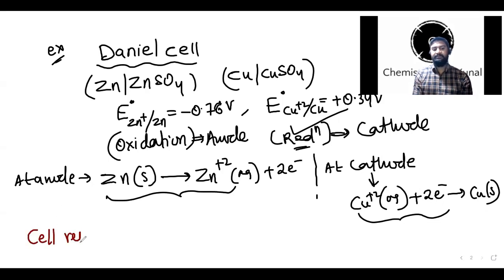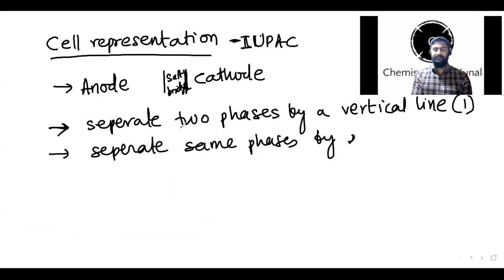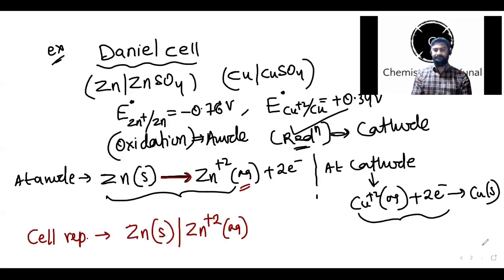Now I'll tell you the cell representation. At the anode, what do you see first? You see zinc first. So write Zn solid. Then what do you see right after that? You see zinc 2 plus, which is in the aqueous state. So draw a straight line and write Zn 2 plus aqueous. Why one line? Because we are separating two different phases. Then the anode part is finished.